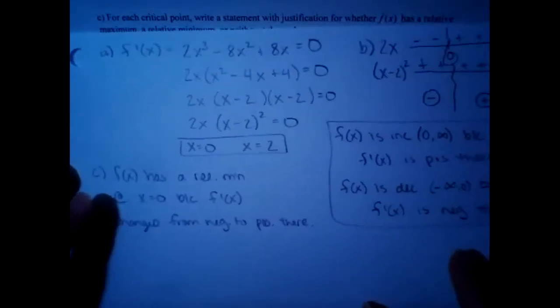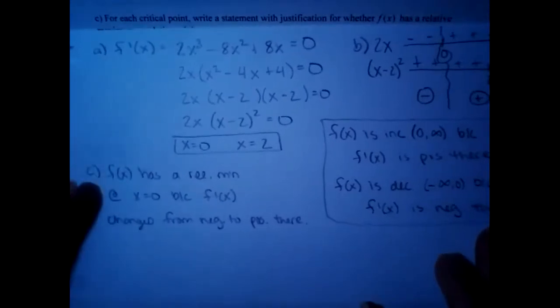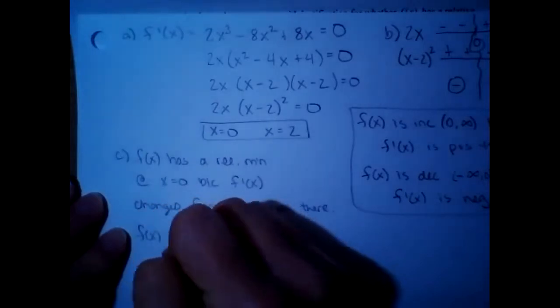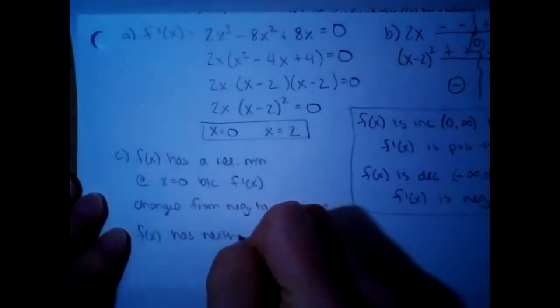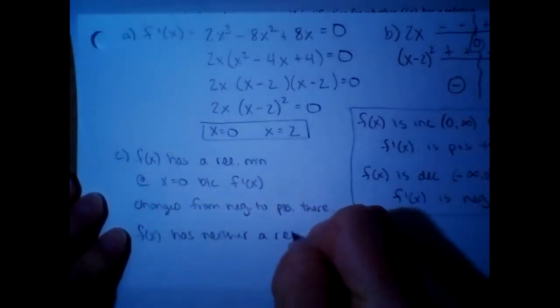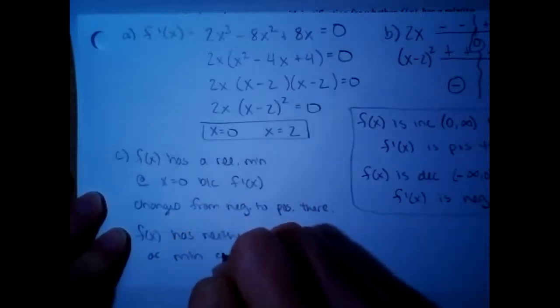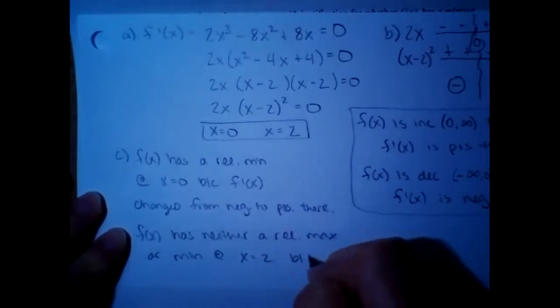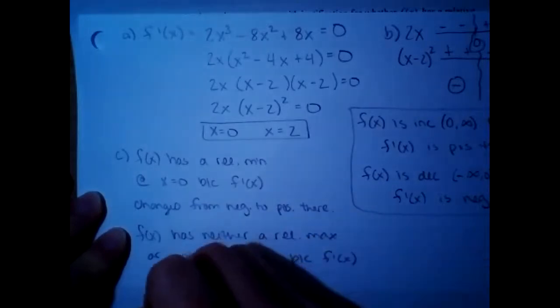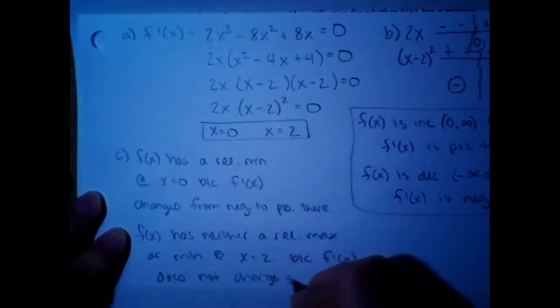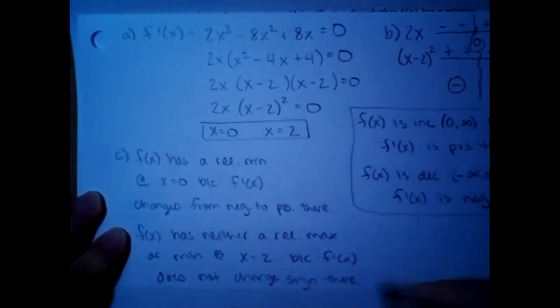Now at 2, there's not a change. So that one's going to be neither. So f of x has neither a relative maximum or minimum at x equals 2 because f prime does not change sign there.